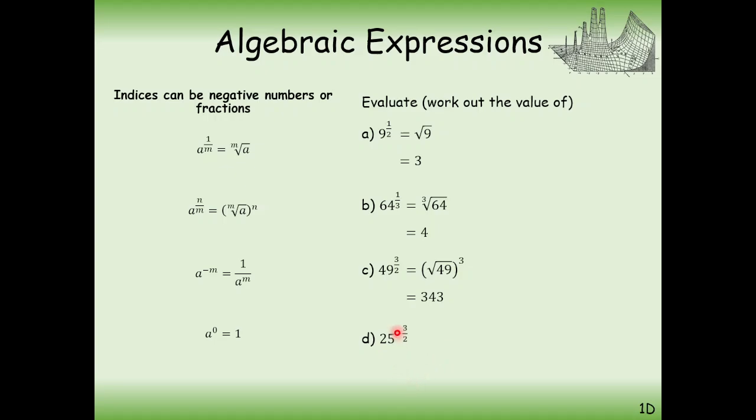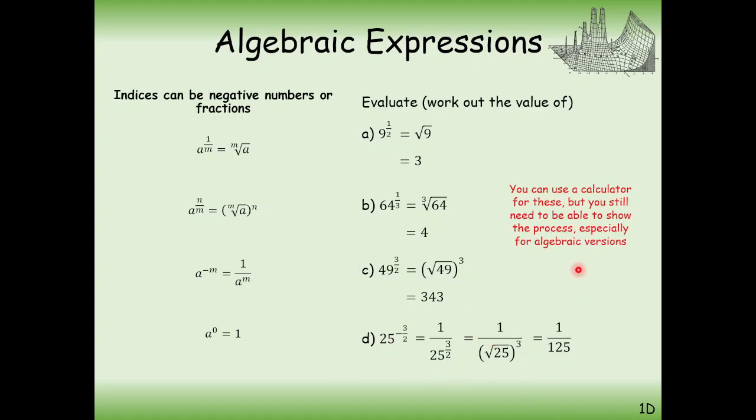For 7 cubed we have the answer 343. And for 25 to the power minus 3/2, again it can be rewritten this way: 1 by root 25 whole cubed. Root 25 is 5, so it will be 5 cubed, which gives 1 by 125. Even though we can solve this using a calculator, we need to understand the procedure for solving it using the laws of indices.